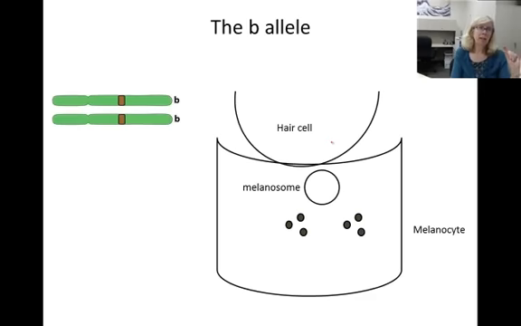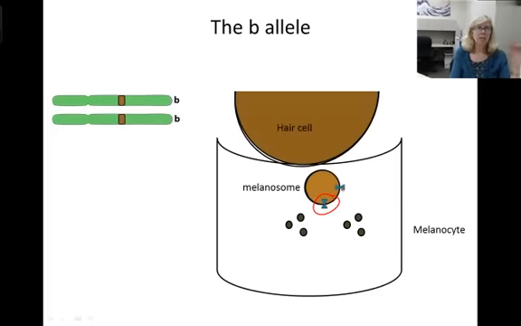The little b allele produces a less capable transporter. I've shown it here as smaller. This is able to add less melanin to the melanosome and to the hair cell, so the dog is a lighter brown, and it's called chocolate.